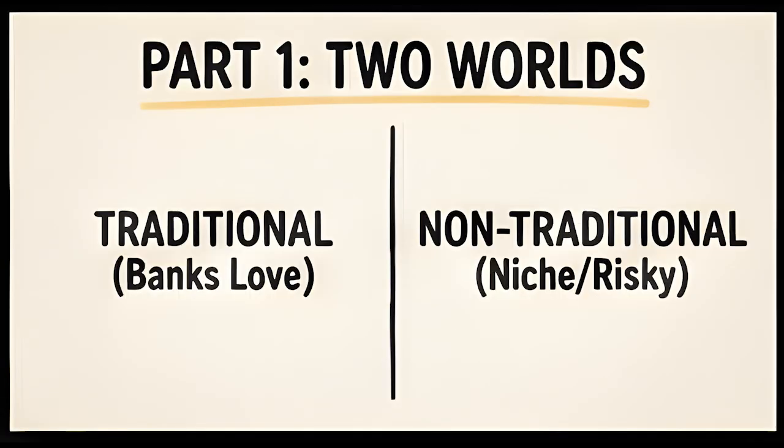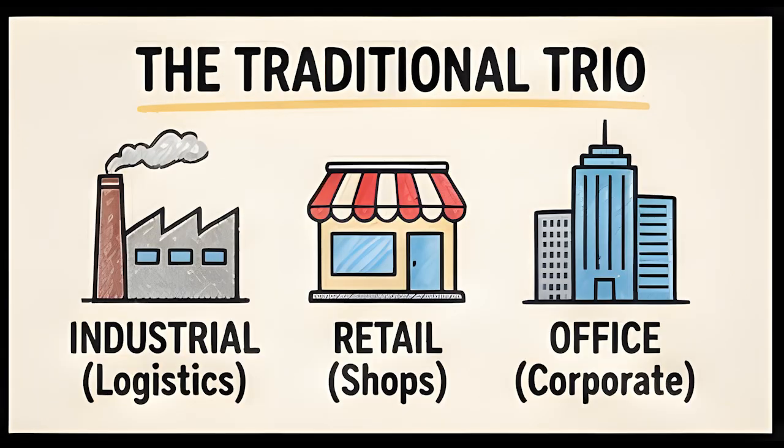Part 1. Defining the asset. The two worlds of commercial real estate. When we talk about commercial property, the term is far too broad. For the sake of finance and risk assessment, which is the only language the banks speak, we need to divide the world into two camps, the traditional and the non-traditional.